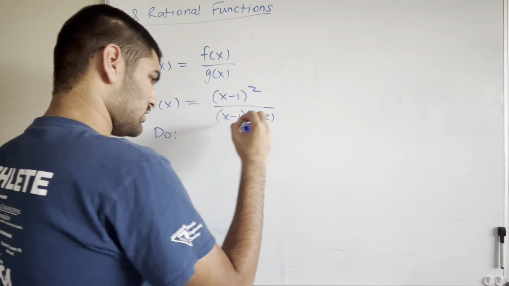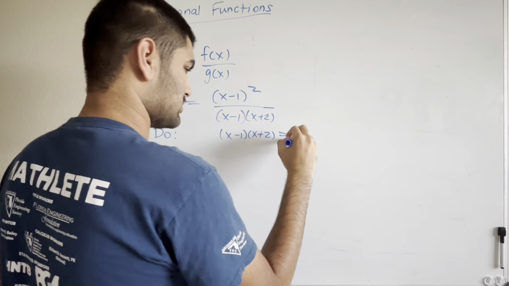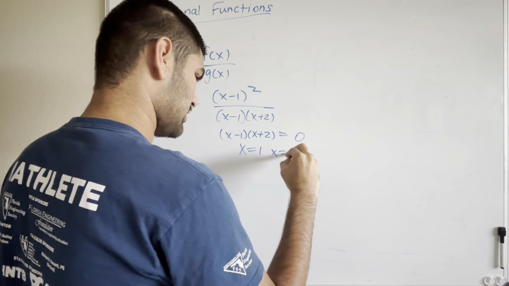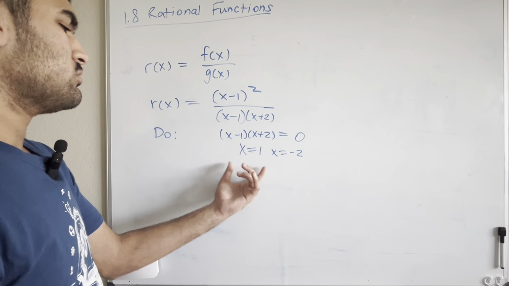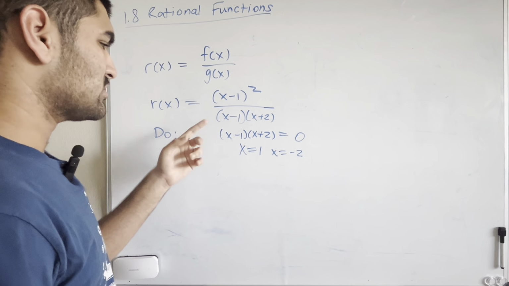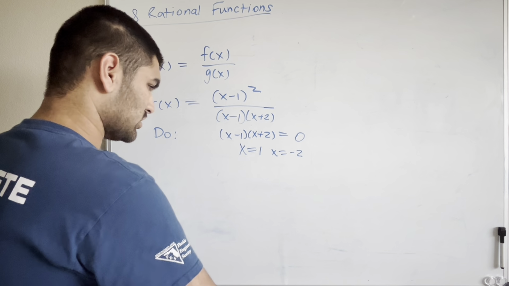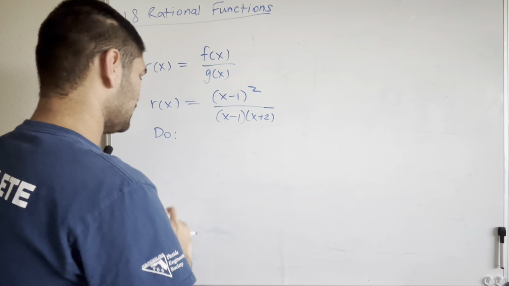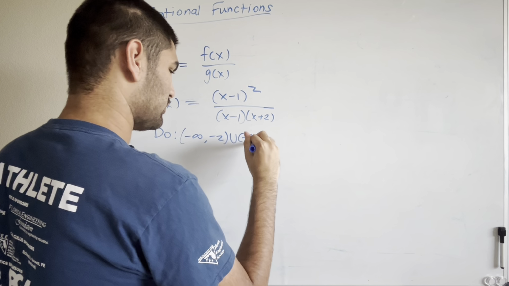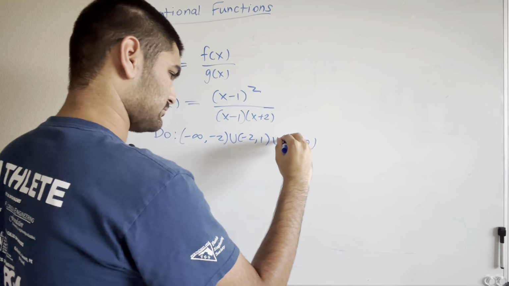In this case, we just set the denominator equal to 0. So (x minus 1) times (x plus 2) equals 0, and then just solve for x. You get x is equal to 1 or x is equal to negative 2. The domain is all numbers except for these, because if x is equal to these values, then the denominator is equal to 0, and dividing by 0 is undefined. So the domain is simply negative infinity to negative 2, union negative 2 to 1, union 1 to positive infinity.